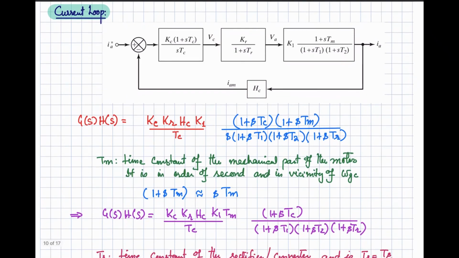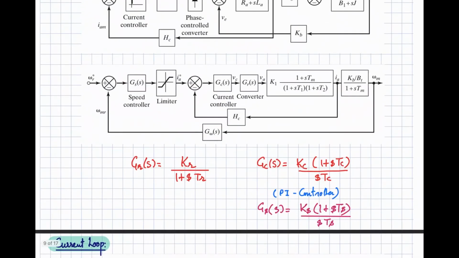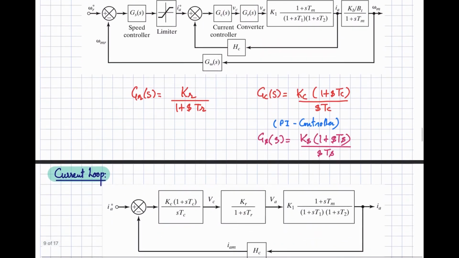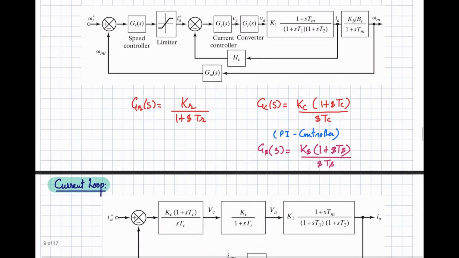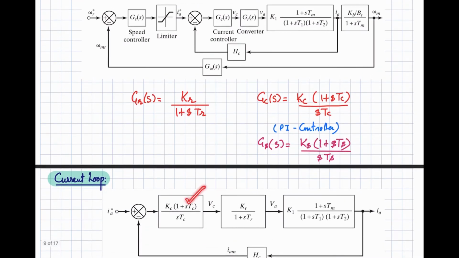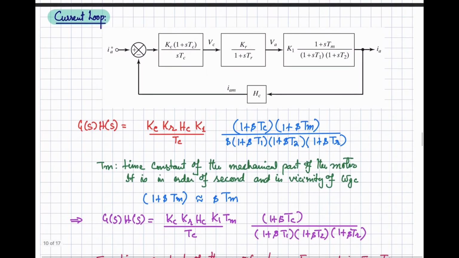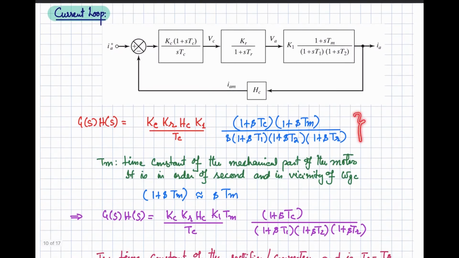Okay, so now let's look at the current loop with the transfer function of the converter and the current controller. So here you can see your current controller is replaced with this one, and the converter is replaced by its transfer function, and this is the transfer function relating your voltage with the current of your machine. If you look at the open loop transfer function, that will be given by this equation, and this is the fourth order transfer function, because here you can see there are 4 poles.